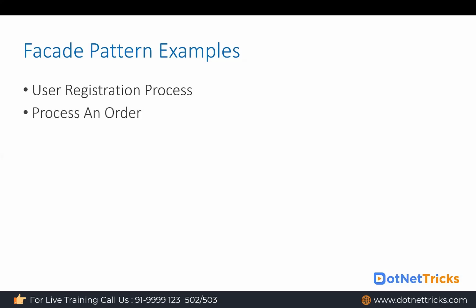Another example can be processing an order. If you look at Amazon and Flipkart, when they receive the order, they do so many things behind the scene. They generate the invoice, and they send the received order information to the vendor as well. Then the vendor at his end starts preparing the order. Then the vendor provides information about whether the order is going to ship or not, and when it is going to be delivered. So it's a complete process a system has behind the scene. This example can also be simplified with the help of the facade pattern.